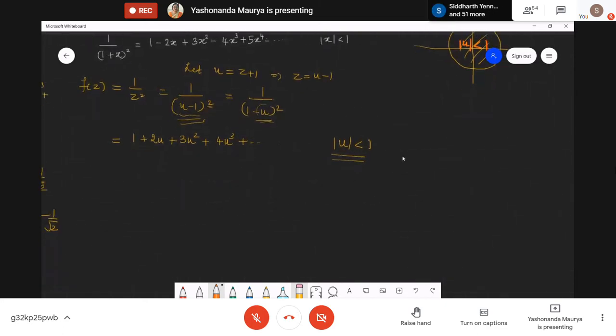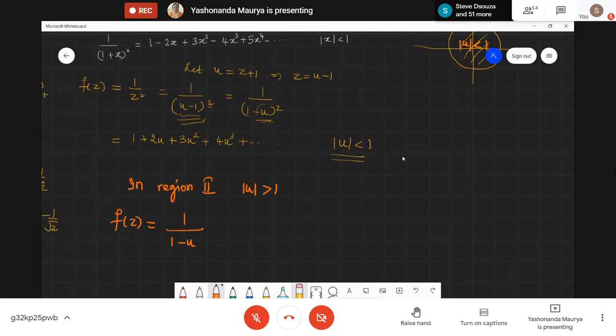So in region 2, that is mod z greater than 1, what do we do over here? We'll simplify z, and now we have to take out something common. What are we going to take out common?